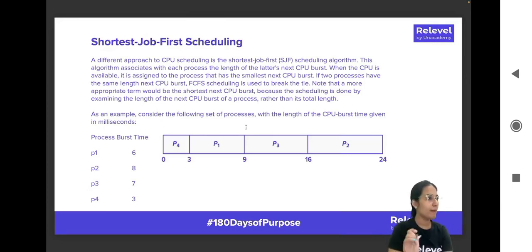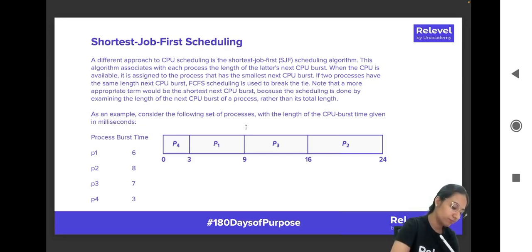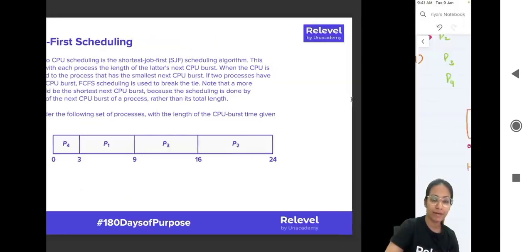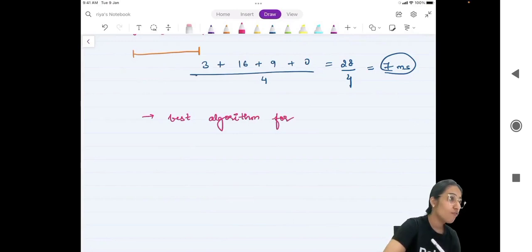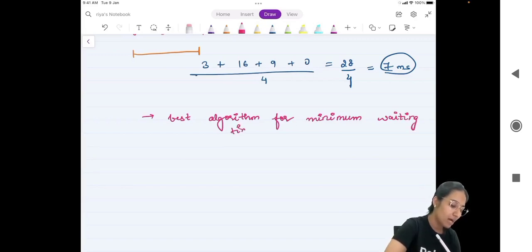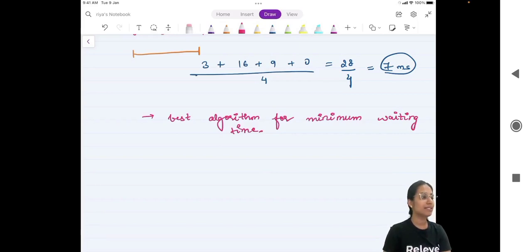Now remember a few things here. Shortest job first is actually one of the best algorithms for having minimum waiting time, because the shorter processes are executed first and we are shifting the long processes with larger burst time towards the end. That is the overall idea.